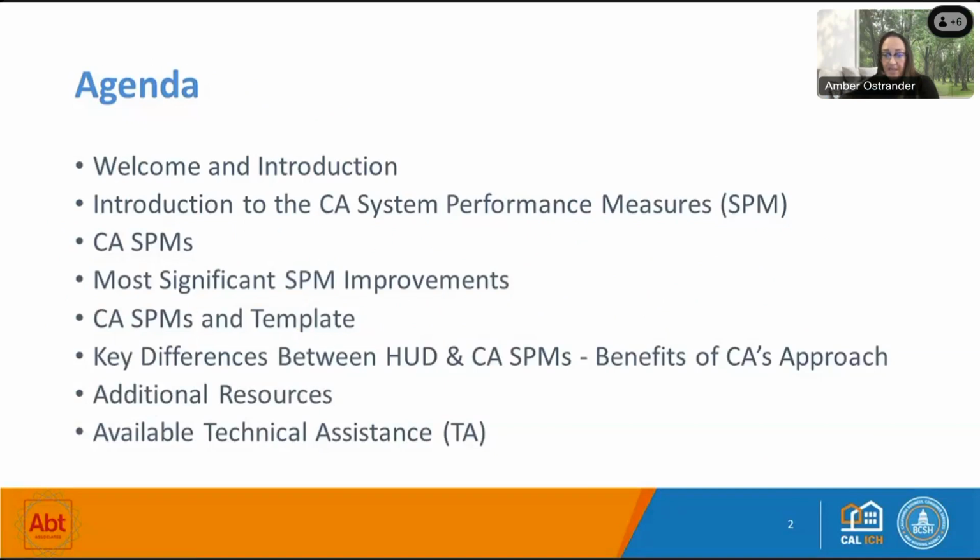This has been a big effort between Cal ICH and our partners at Apt Associates. The Cal ICH Data and Research Team, led by Sydney Bennett, HDIS team led by Abigail Aquino, and Apt Associates have listened to grantee feedback and worked tirelessly to improve the data surrounding SPMs in order to provide our grantees with the most beneficial data possible. This is a continued effort, and we appreciate your patience and feedback through this process.